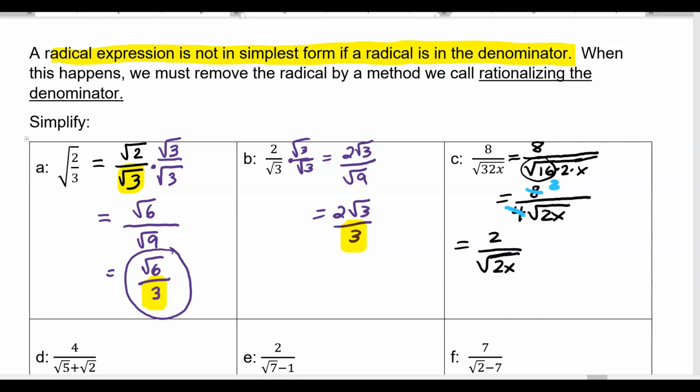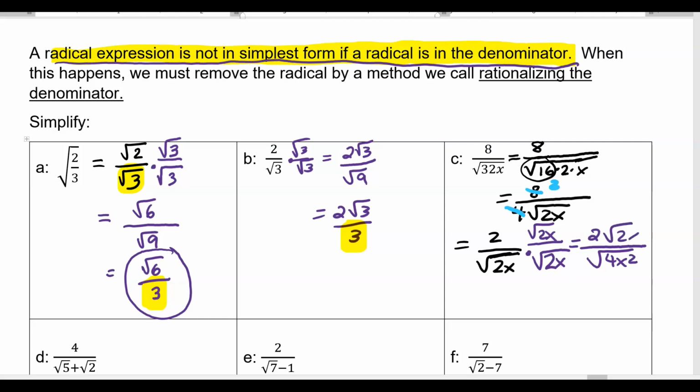Now, you think you're done, but the problem is, again, and we underline again, a radical expression is not in simplest form if a radical is in the denominator. And as you can see, we still have the square root of 2x in the denominator. So we need to multiply it by something that will give us a perfect square. And in this case, it would be the same thing, square root of 2x. So notice in the denominator now we have square root of 4x squared, and in the numerator we have 2 times the square root of 2x.